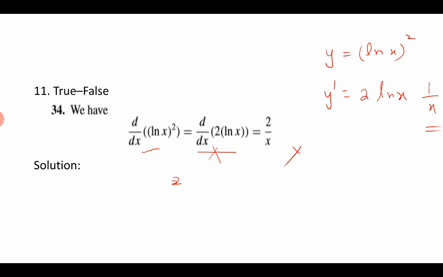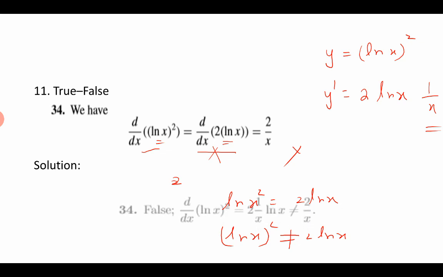This rule will not work here, right? Actually there is no such rule. You cannot write this one this way. ln x square can be written as 2 ln x. But ln x whole square cannot be written as 2 times ln x, isn't it? That's the problem here. That is it.